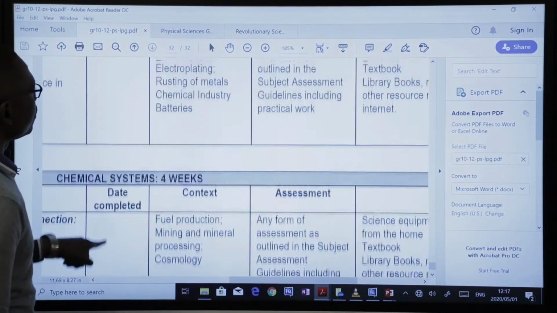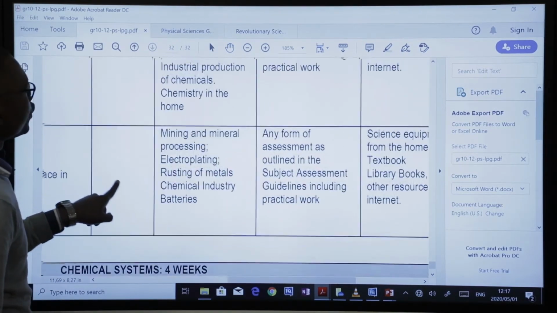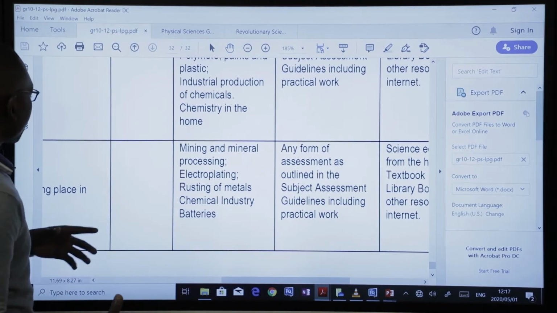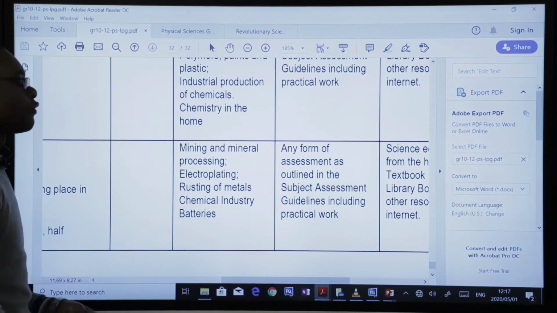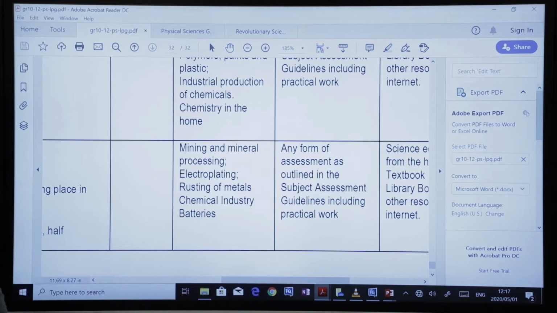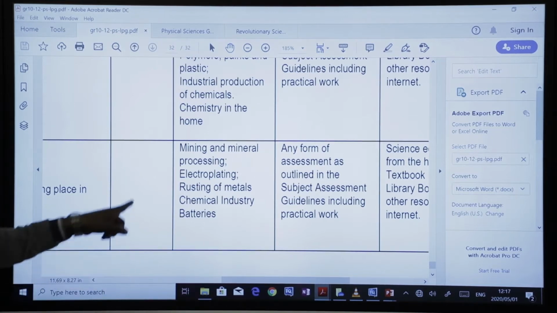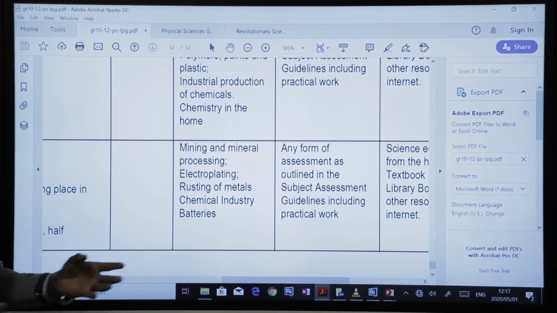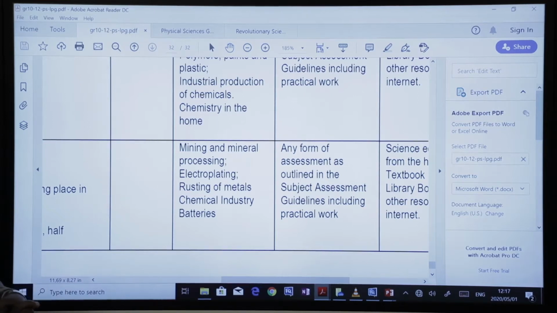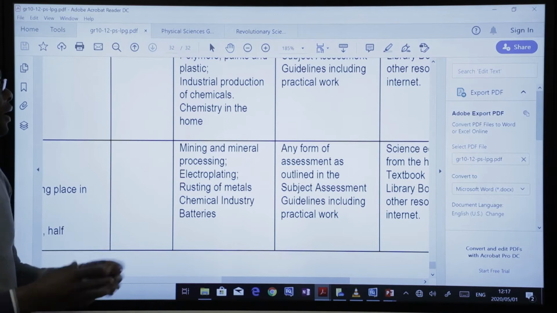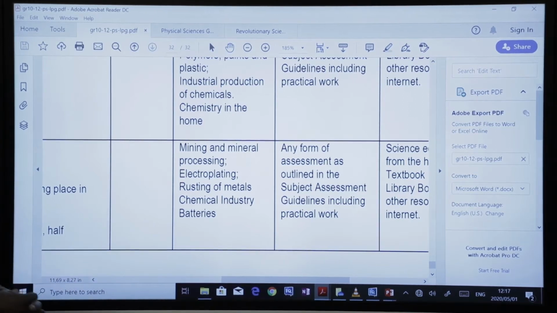You realize that the primary applications that make use of electrochemistry at industrial scale include mining and mineral processing, during purification of mineral ores, and also electroplating and how we deal with rusting of metals. We deal with it every day in our households.